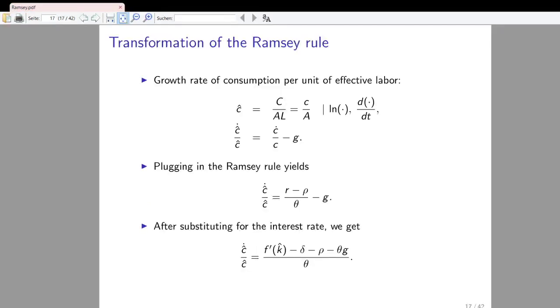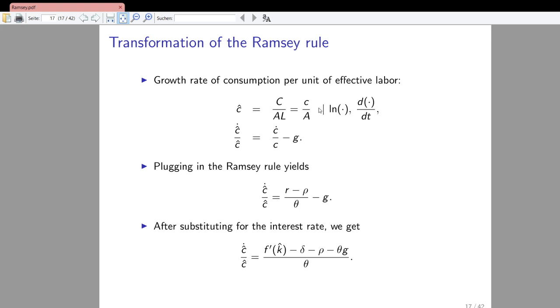And now we can apply a similar transformation to the consumption Euler equation, or the Keynes-Ramsey rule, as this is also known in the Ramsey-Cass-Koopmans model. Now, we again know that consumption per unit of effective labor was defined as aggregate consumption divided by A times L, which is consumption per capita, or per worker, divided by technology. Again, we take the logarithm and the derivative of the result with respect to time.